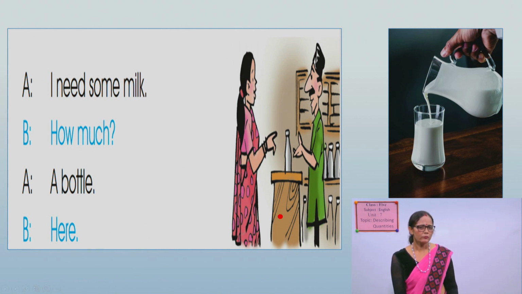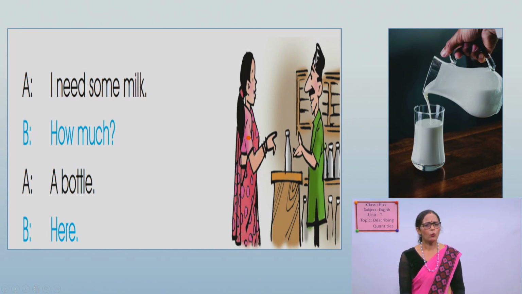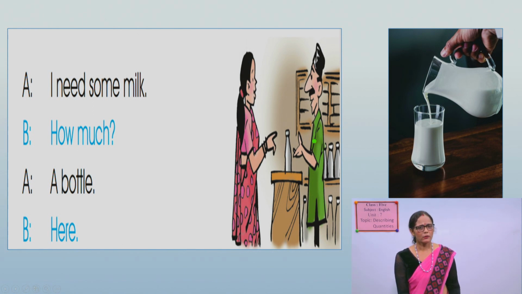Where are the people now? How many of them are there? 2. Who is the man? He is the shopkeeper. Then why does the woman go to the shop? Yes, to buy some milk. Then the woman asks the man, I need some milk. Then he asks, he cannot give all the milk that he has in his shop. So he asks, how much? How much milk does she want? A bottle. Yes.